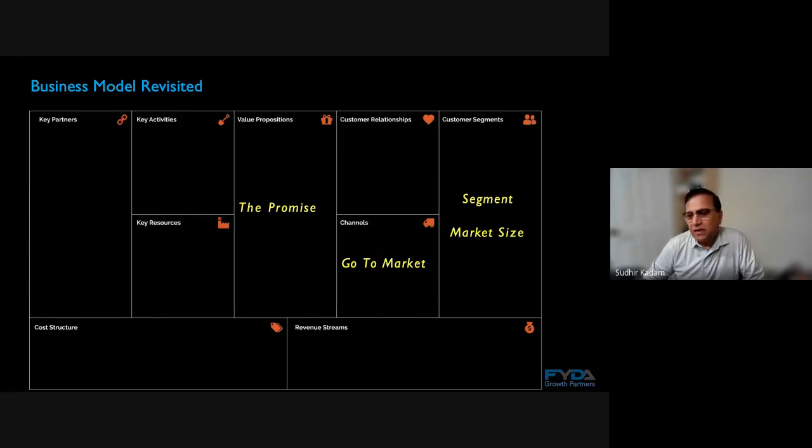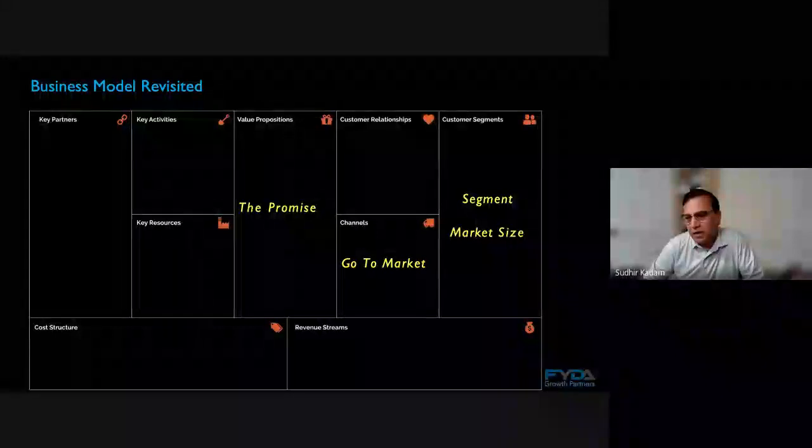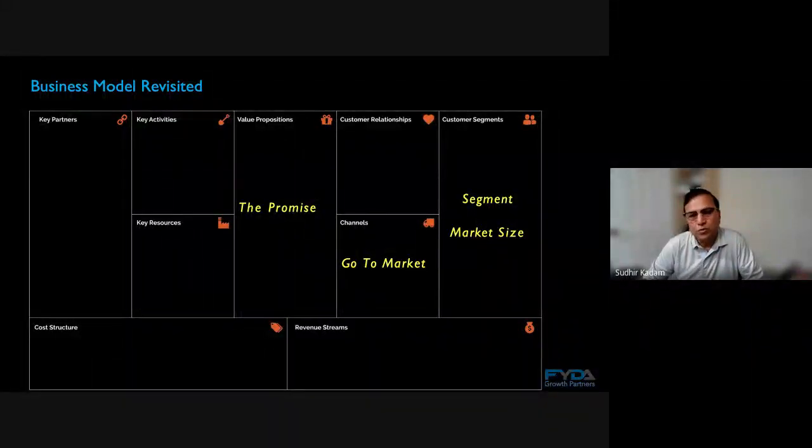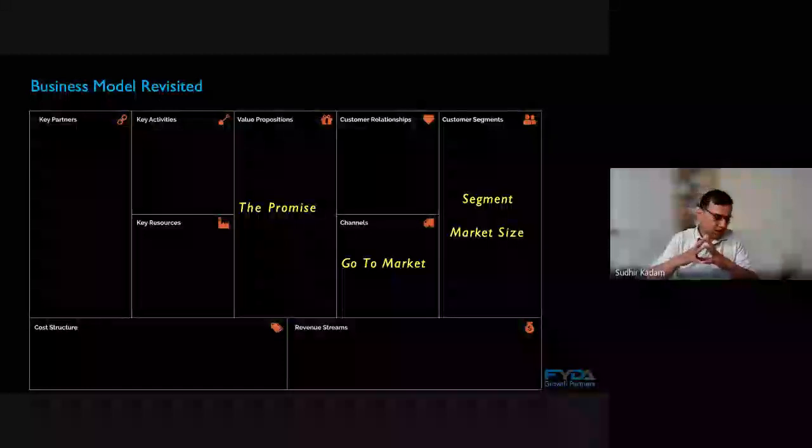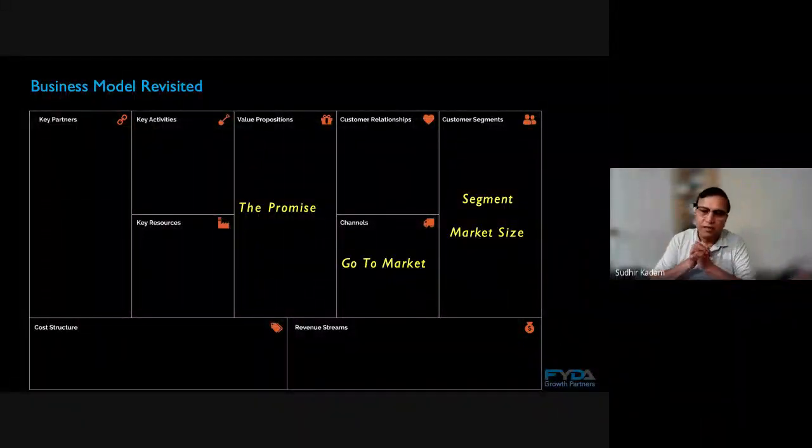Then the channels. We will have a session coming up very soon on go-to-market strategies: what are the right channels to use, how many channels to use, how to find your channel profitability, and all that kind of stuff. This will be one full session. We are requesting Samir Ketkar to see if he can conduct that for us.